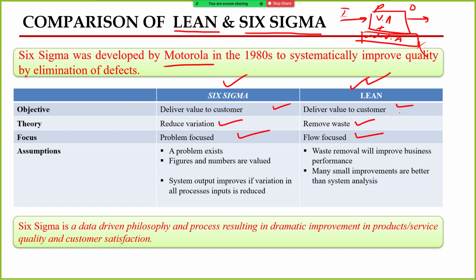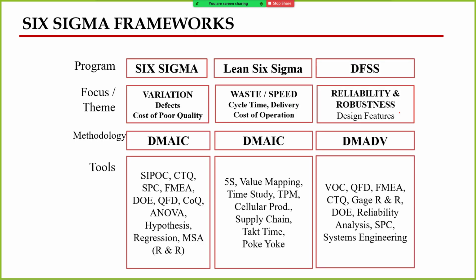Now, as we were discussing earlier, there are two types of methodology: one is the DMAIC methodology, another is the DMADV methodology. If you want to improve your existing process, we can adopt either the Six Sigma program or the Lean Six Sigma program. The ultimate focus of Six Sigma is going to be variation reduction, whereas the ultimate focus of Lean Six Sigma is going to be waste reduction, or even waste plus variation reduction, with the combination of Lean Six Sigma.